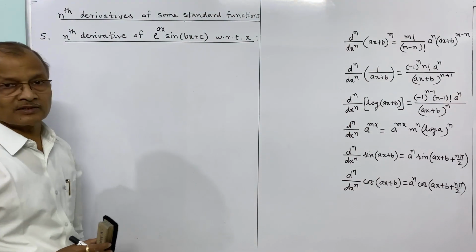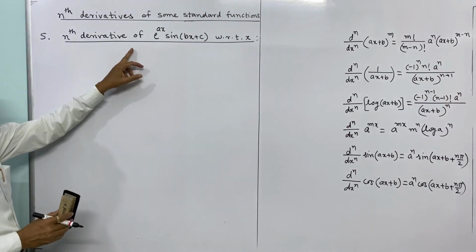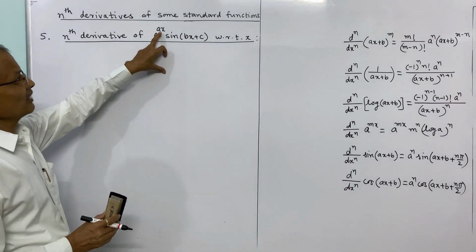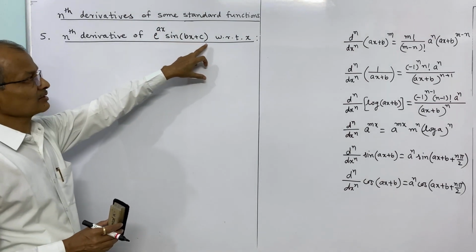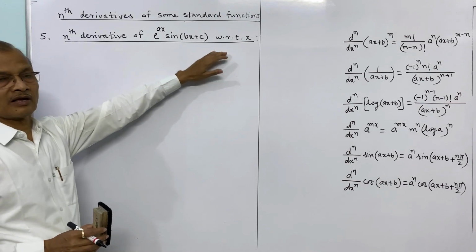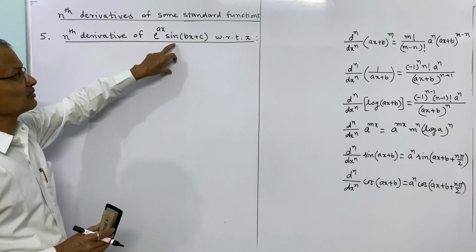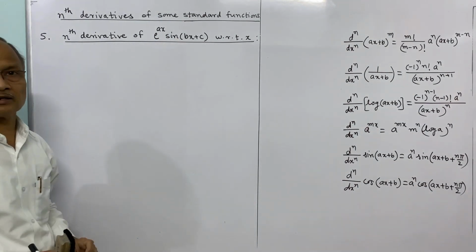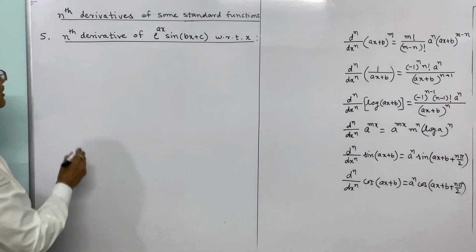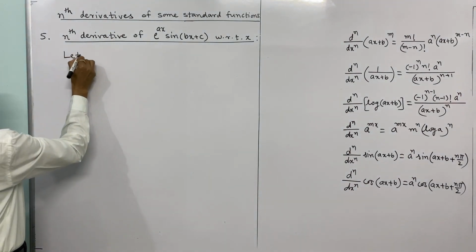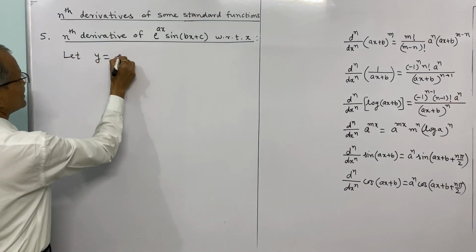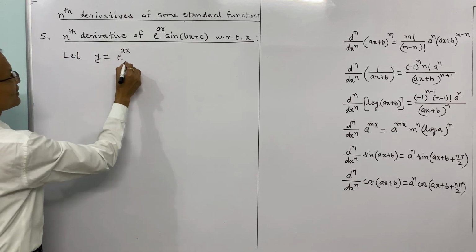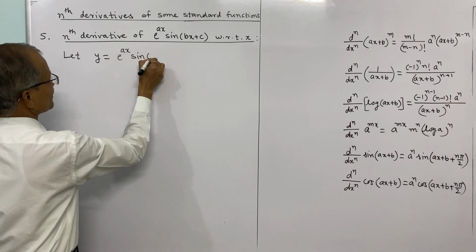Now next we shall consider the nth derivative of e to the power ax sine of (bx plus c) with respect to x. Now how to obtain the nth derivative of this product, that we shall see. First is the exponential function and the second is the trigonometric function. Now let y be equal to the given function, e to the power ax sine (bx plus c).